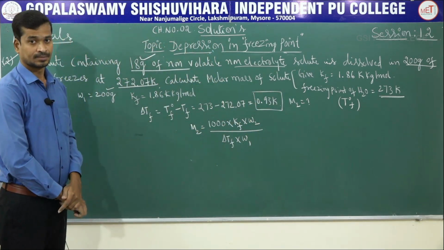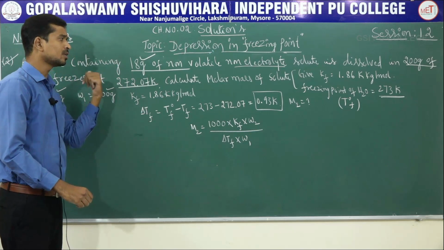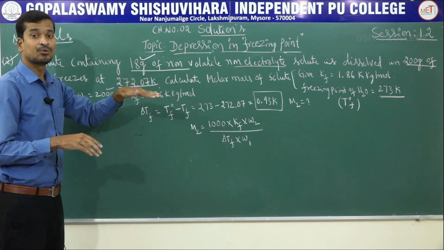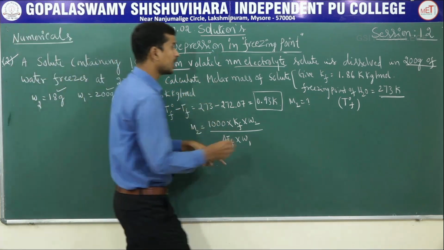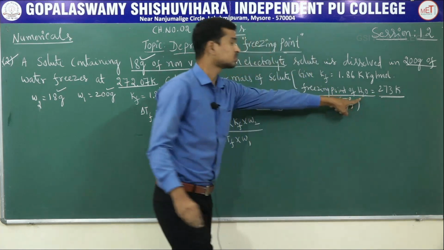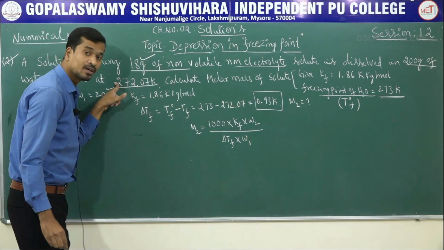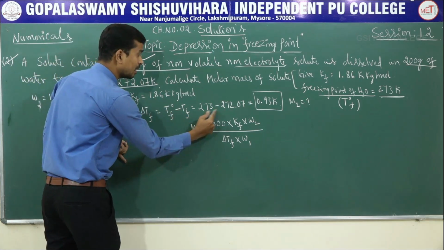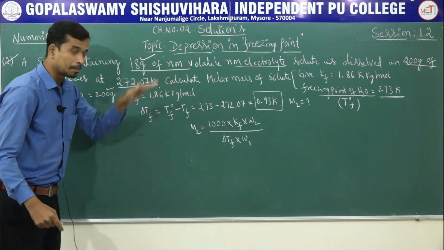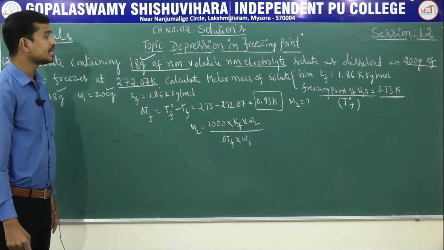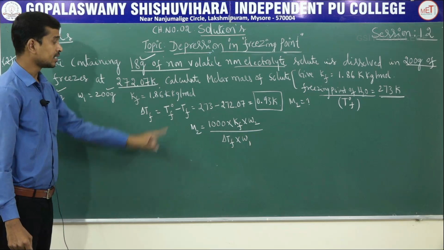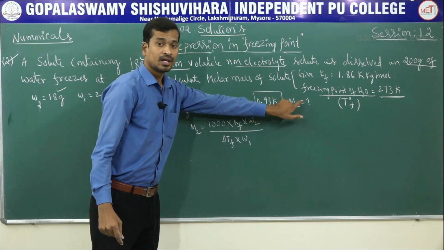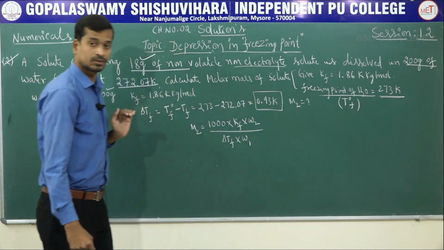0.93 Kelvin. In the previous problem, the lowering in the freezing point was given directly, 0.4 Kelvin. But in this problem, the freezing point of pure solvent and freezing point of solution are given. The difference between them is the depression in freezing point, 0.93 Kelvin. So delta Tf is 0.93. You have to find out M2, the molar mass of the non-volatile solute.